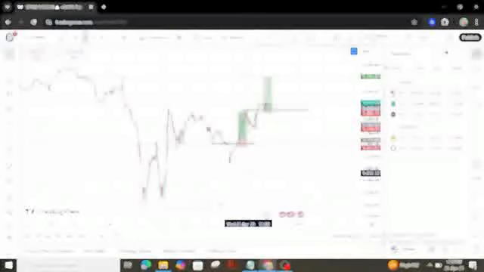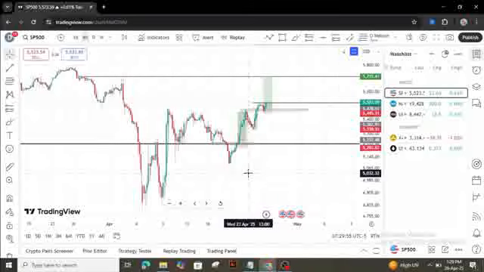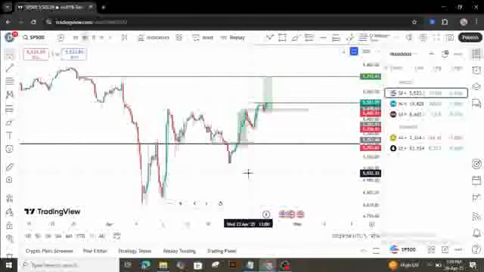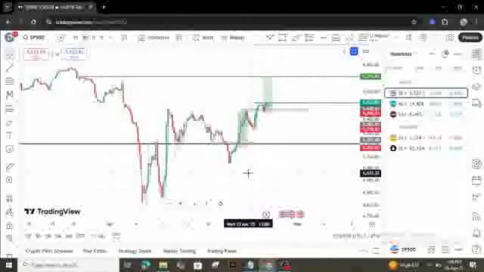Let me show you the best strategy basically for day trading. What you need to do is come to a higher time frame first, because you need to start your analysis from the higher time frame. So let's start from the weekly time frame. You can start from the monthly time frame, but for day trading, I always like to start from the weekly time frame.